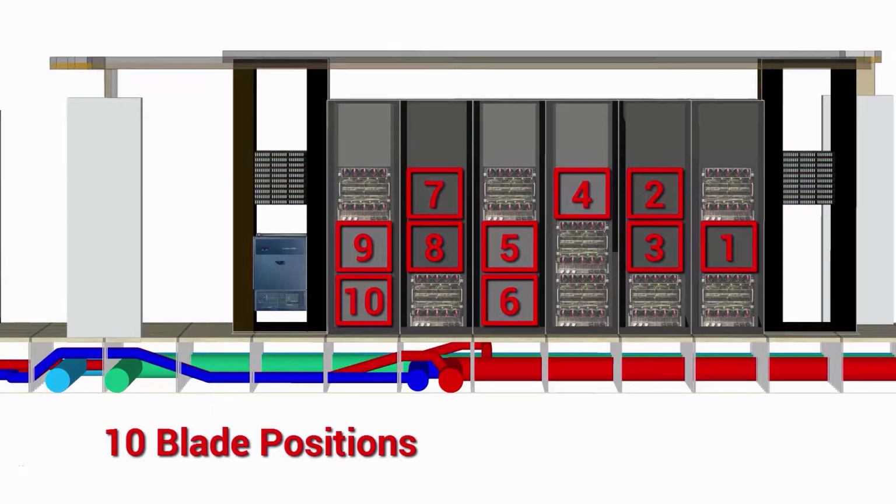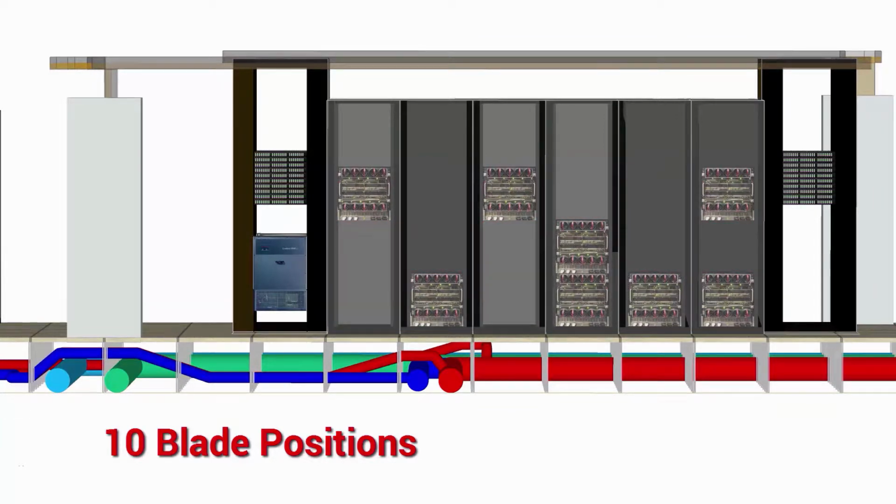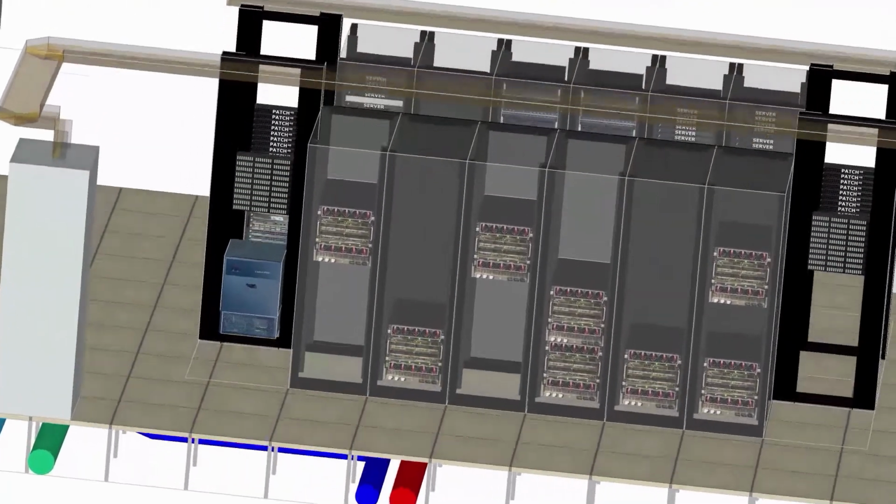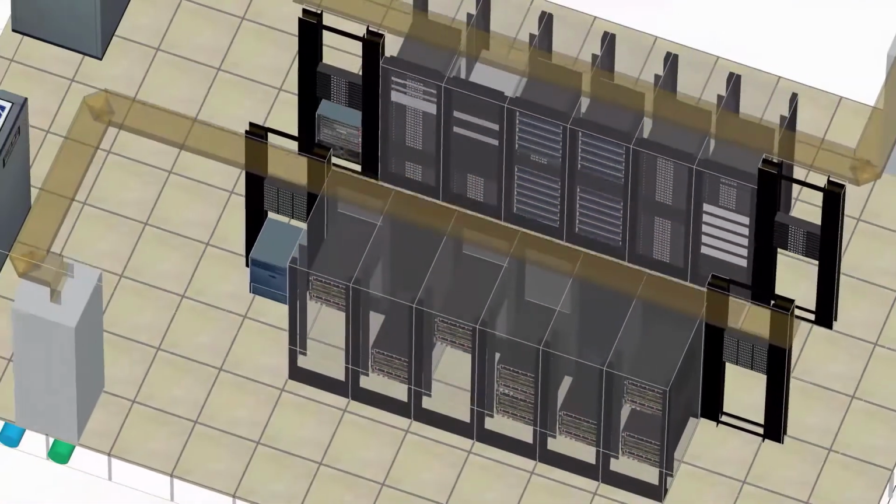Taking a closer look at the row populated with blade chassis, we can see the 10 possible positions for the new chassis to be installed. In total, there are 20 possible combinations for this particular IT equipment deployment pair.